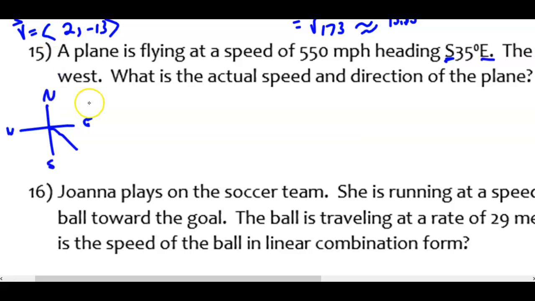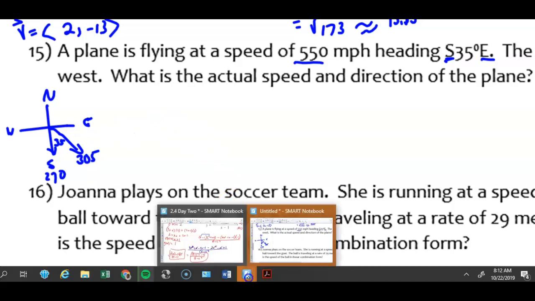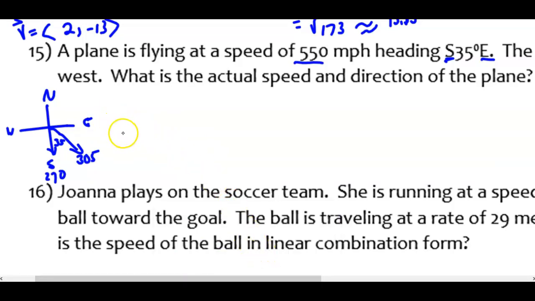Here's what we have to do. We're moving at a speed of 550 miles per hour, heading south at an angle of 35 degrees east. So this is south right here, and we're heading at an angle of 35 degrees east. Remember, this is 270, so 270 plus 35 is going to be 305. So we're traveling southeast at an angle of 305 degrees.